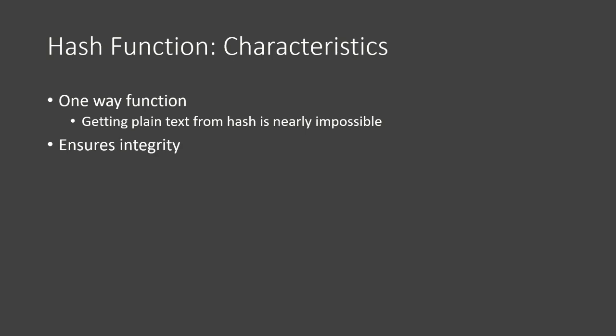The second characteristic is that it ensures integrity. The best example I can think of is the digital signature. With the help of hashing in a digital signature, one can verify whether the data is altered or not. So if one person is sending some data to another person, the receiver can verify whether the data is altered or not. This is how it ensures integrity.